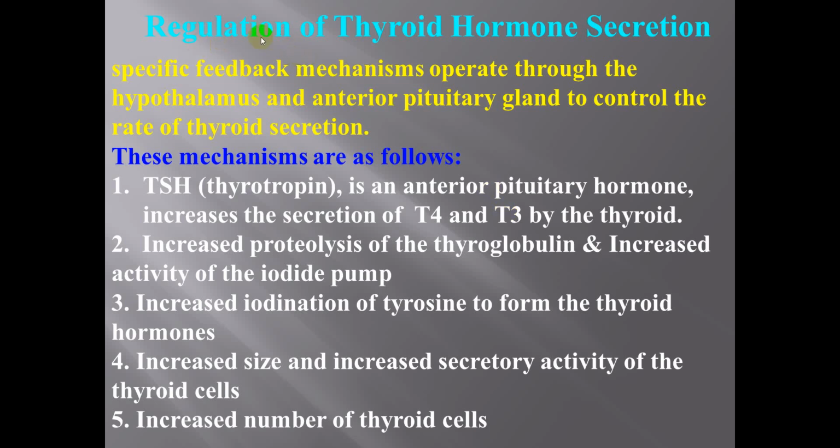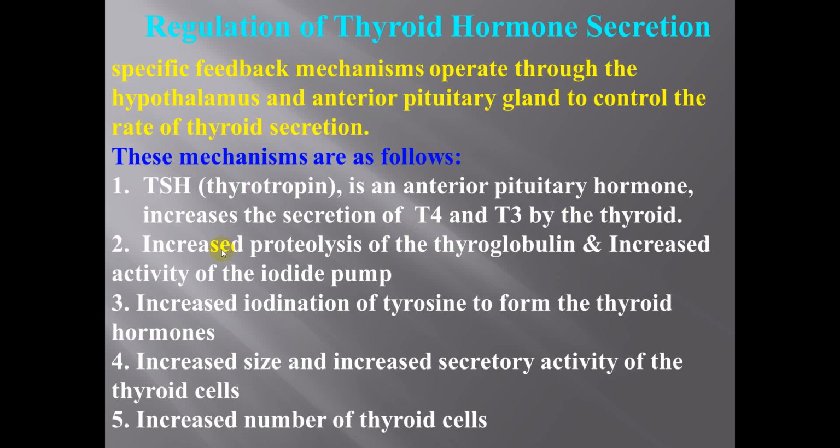We have reached regulation of thyroid hormone secretion. Specific feedback mechanisms operate through the hypothalamus and anterior pituitary gland to control the rate of thyroid secretion. These mechanisms occur as follows. TSH, or thyrotropin, is an anterior pituitary hormone, as we said in the prior lectures, that increases the secretion of T4 and T3 by the thyroid gland.